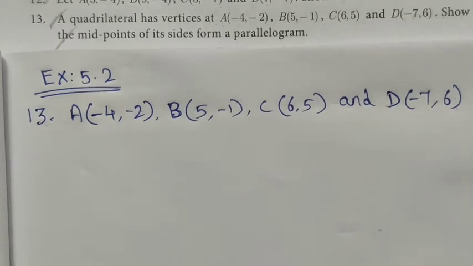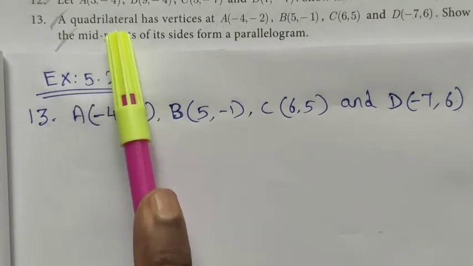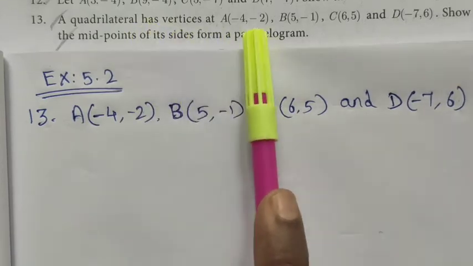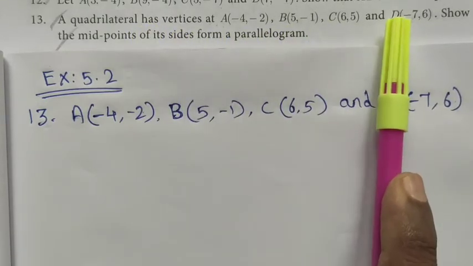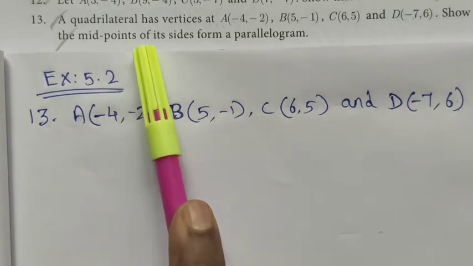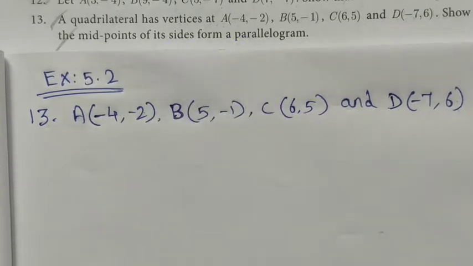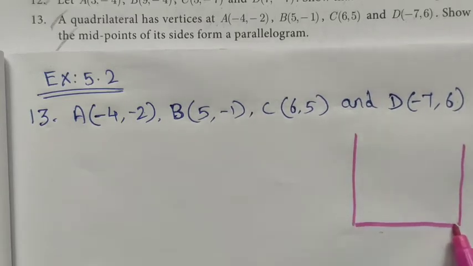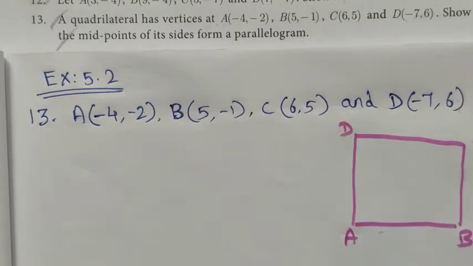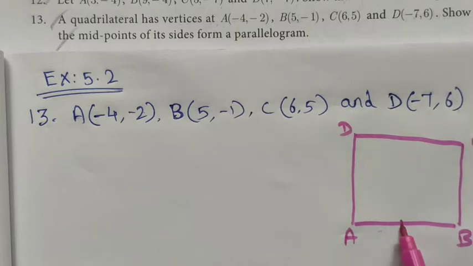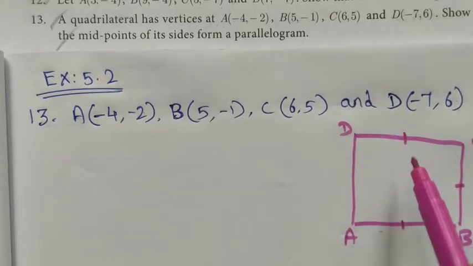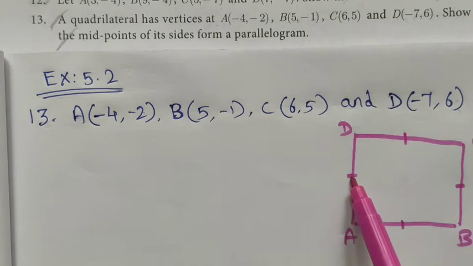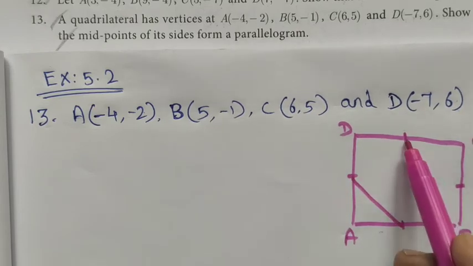Exercise number 5.2, question number 13. A quadrilateral has vertices at A, B, C, D. 4 vertices are given. Show that the midpoints of its sides form a parallelogram. See, this is the quadrilateral, the 4-sided enclosed figure, right? Let me take it as A, B, C, D. The midpoints of AB, BC, CD and AD form a parallelogram.